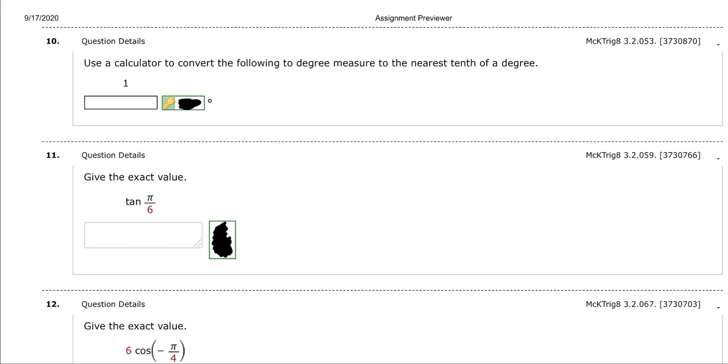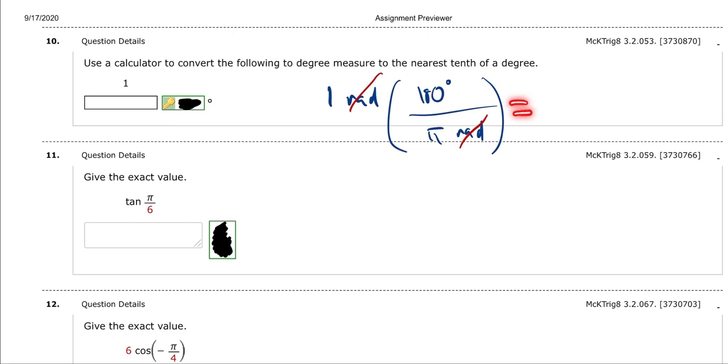Use a calculator to convert the following to degree measure to the nearest tenth. All right, so this is in radians. So we have 1 radian. And once again, we use our ratio, pi radians in the denominator, 180 degrees in the numerator. Cancel the radians out. And then you would use your calculator, and you would get 180 over pi, which is in degrees, and that's going to be 180 divided by pi is 57.29, but they want us to round to the nearest tenth of a degree, so that's going to be 57.3 degrees.